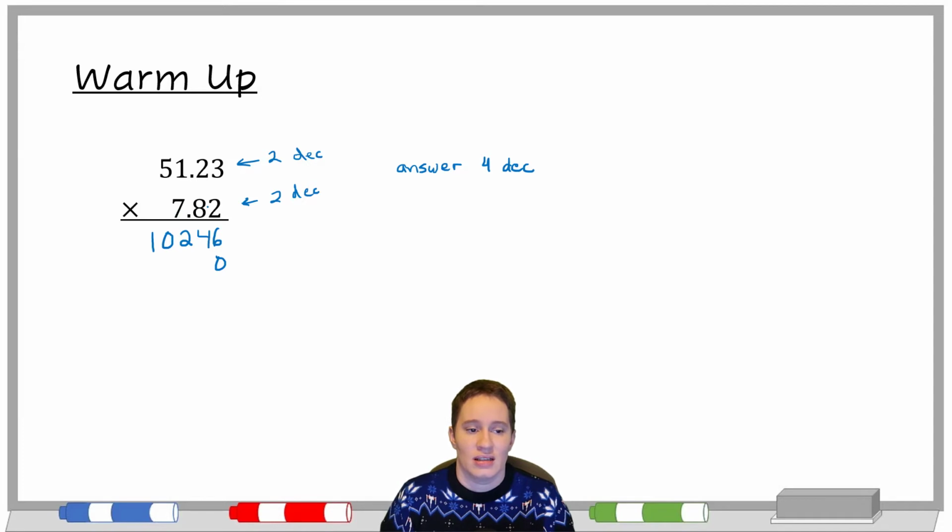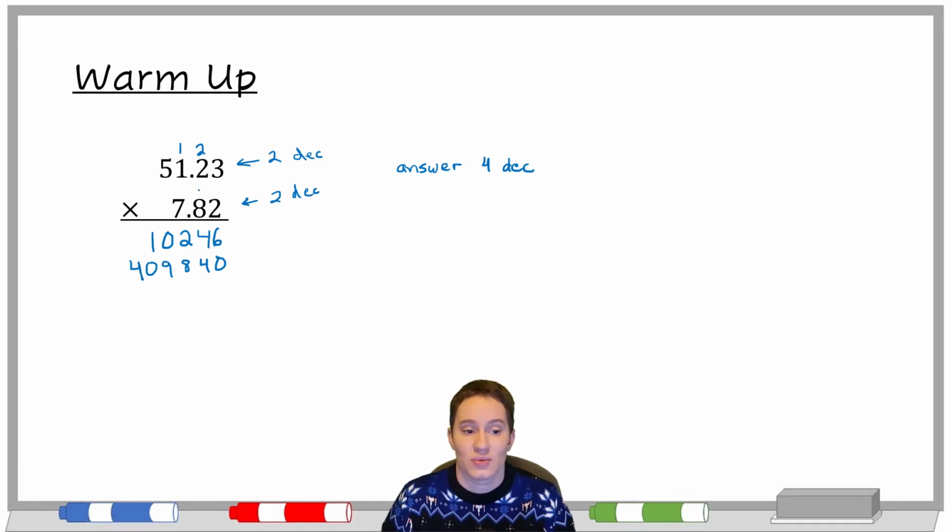Now let's do 8. 8 times 3 is 24. Carry our 2. 8 times 2 is 16. Plus 2 is 18. So I'm going to write down 8 and carry my 1. 8 times 1 is 8. Plus 1 is 9. And 8 times 5 is 40.